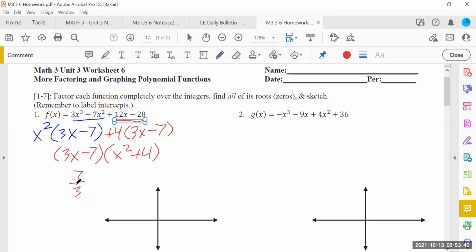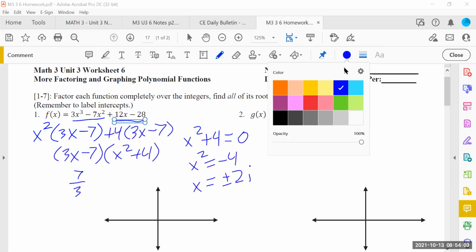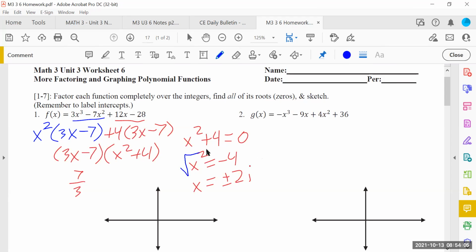Emily, what do we do with that x squared plus 4? There we go. So x squared plus 4 equals 0. Did you subtract the 4? Yep. So x squared equals -4. So what did you get for your final answer for those? Plus or minus 2i, right? If I take the square root of -4, plus or minus 2i is correct.